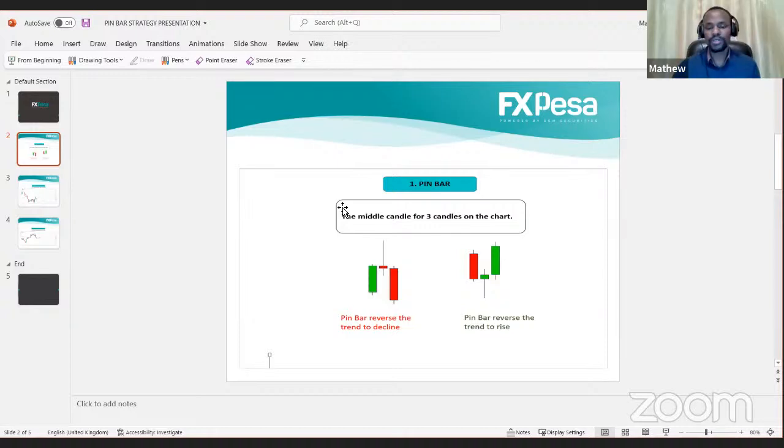We want to look at the Pinbar strategy. It's something very simple, especially for traders who want to find a simple strategy to use in the market. This is one for you. So what is a Pinbar?